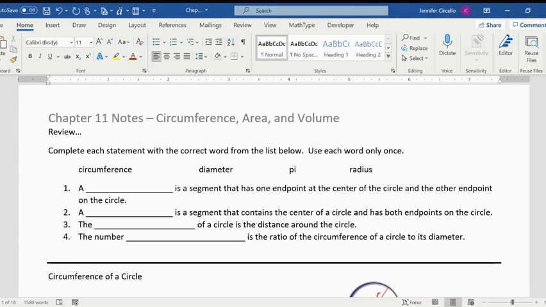You're going to fill in the blank with the words that I've given you in this word bank. You're going to use each word once. Come back when you're ready to check your answers.